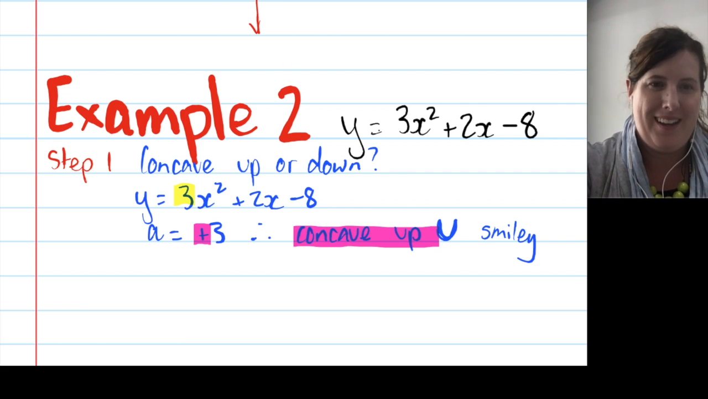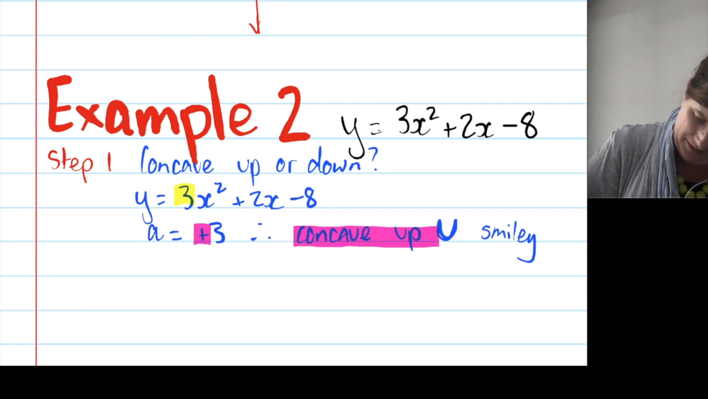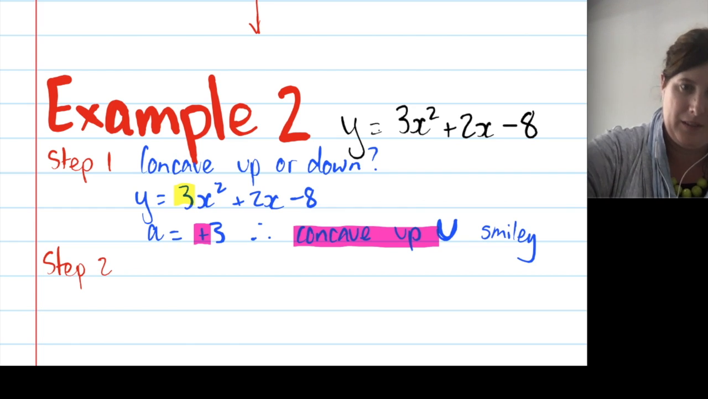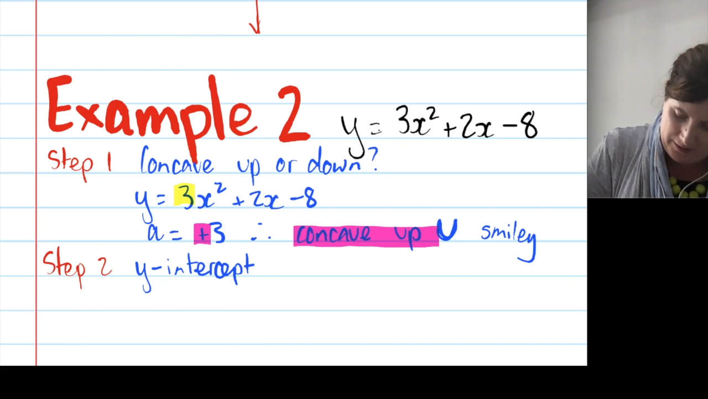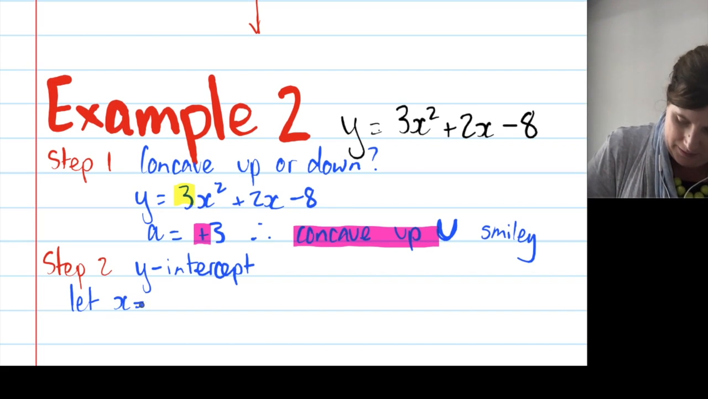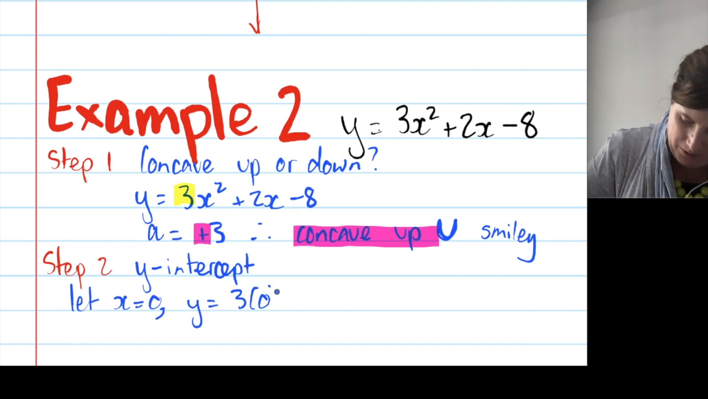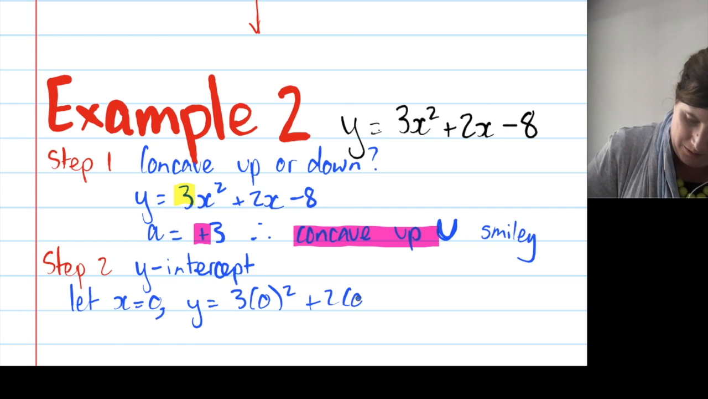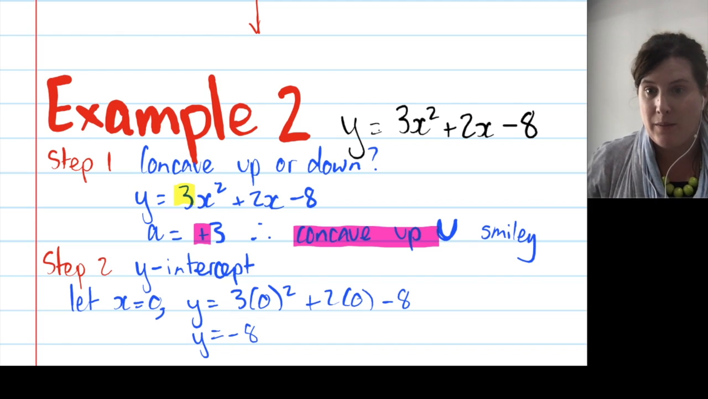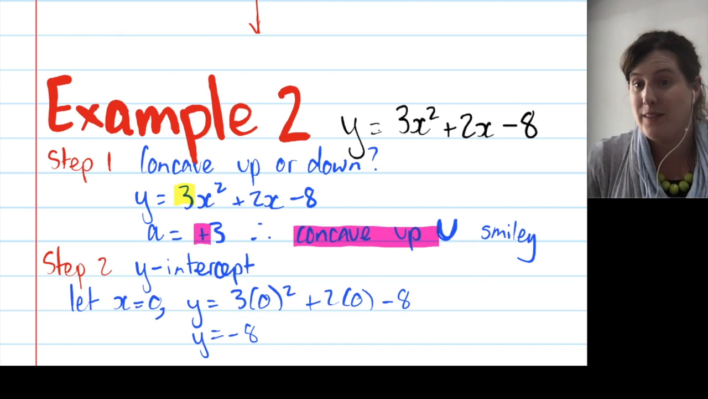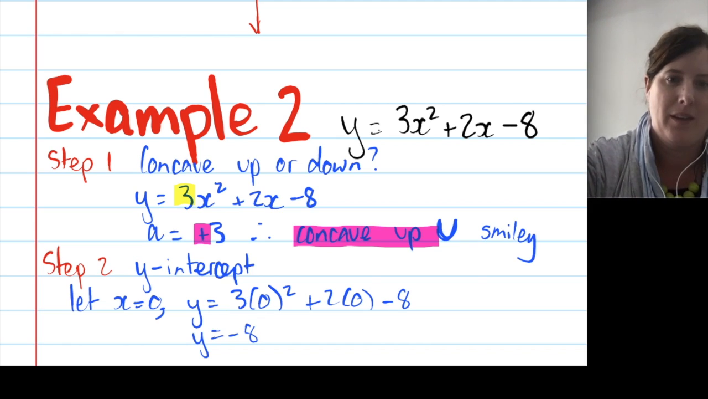Okay, our next step is the Y-intercept. To find the Y-intercept, just like straight lines, we let x equal 0. So we get y equals 3 times 0 squared plus 2 times 0 take 8. So y equals negative 8. That's our Y-intercept. It's going to cross fairly low down. That's a coincidence, it's the same as the last question.